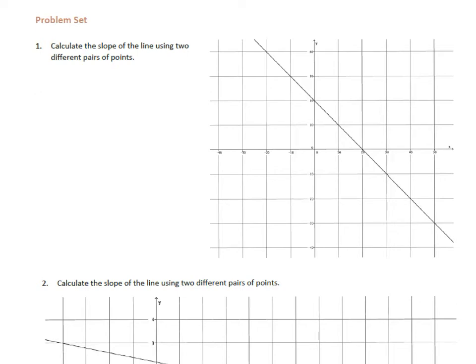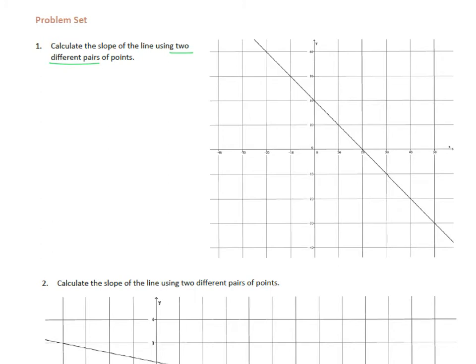So what this exercise is going to have you do is to calculate the slope of the line using, and this is important, using 2 different pairs of points, okay? So they gave us a line here, this line right here, and we need to calculate the slope of this line using 2 different pairs of points. Notice they didn't give us points. That means we get to pick the points.